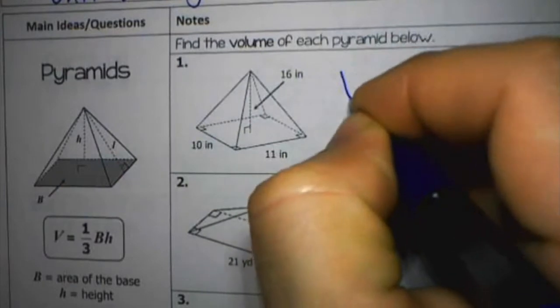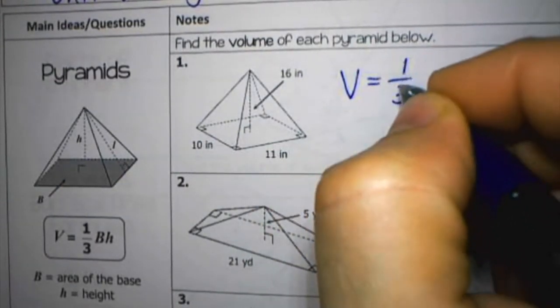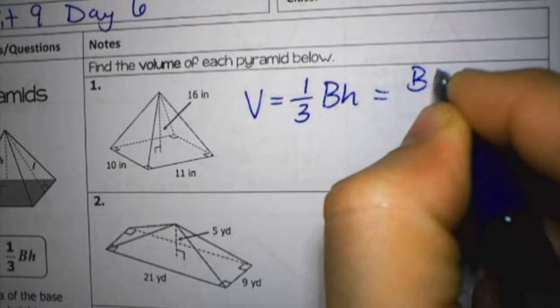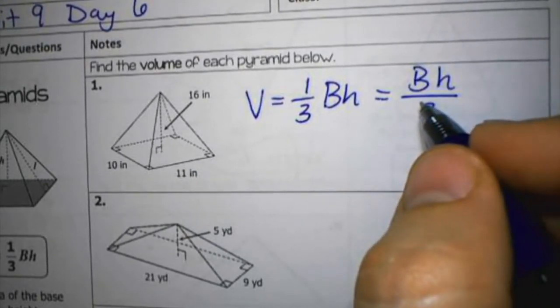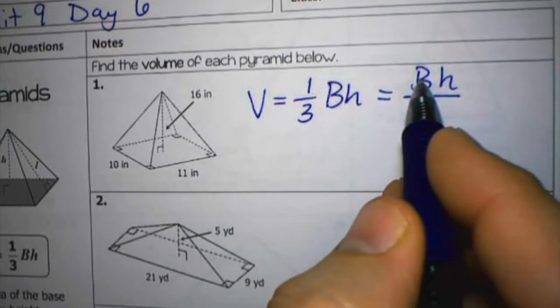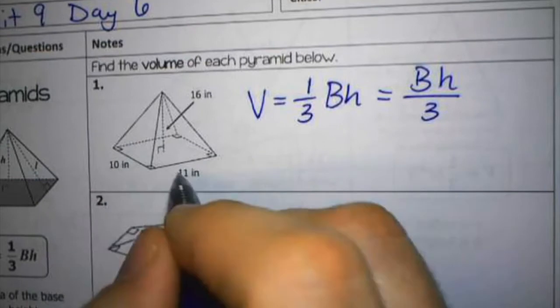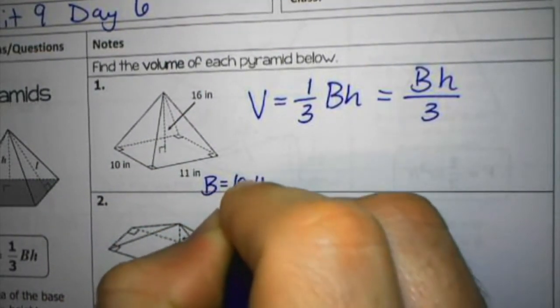All right, so we're going to use our formula, making sure we do 1/3. Now 1/3 is the same as dividing by 3. So writing it this way is the same as writing it as base area times height all over 3. And a lot of times this is how I will write that. Capital B stands for the area of the base. The base of this pyramid is a rectangle. It's 10 by 11.